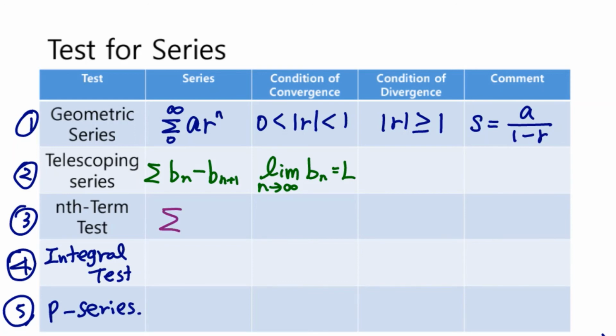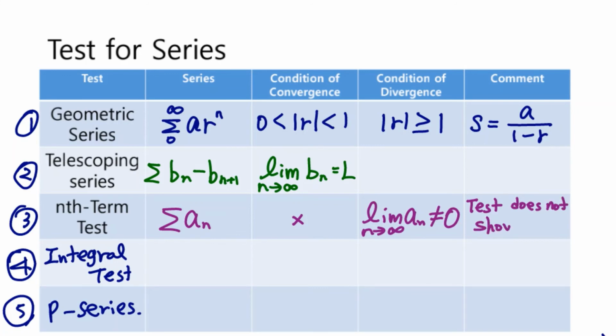The nth term test is number 3. When you have the series a n, and the limit of a n is not 0, then the series diverges. But there's no condition of convergence. This test does not show convergence. It only shows divergence.